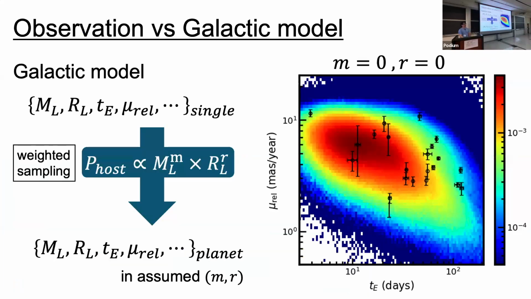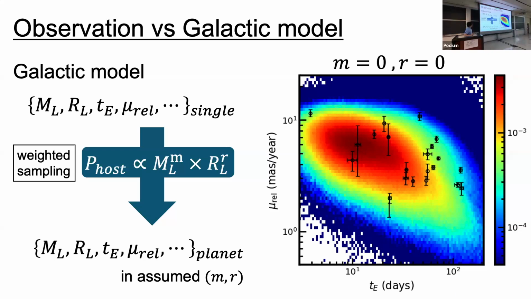By using the galactic model, we can make the distribution of single microlensing events. By resampling this sample, weighted by the planet hosting probability for a specific value of m and r, we can make the planetary sample under the assumption of specific values of small m and small r.